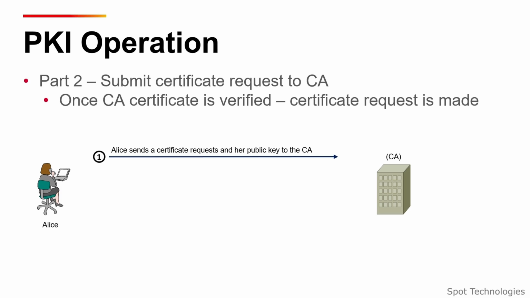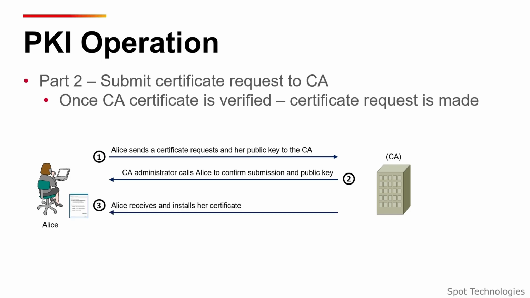She sends her request and her public key to their certificate authority. The CA administrator calls Alice to confirm the submission and confirm her public key. And then finally, Alice receives and installs her certificate. So that's the process that Alice had to go through to get her certificate from the certificate authority.